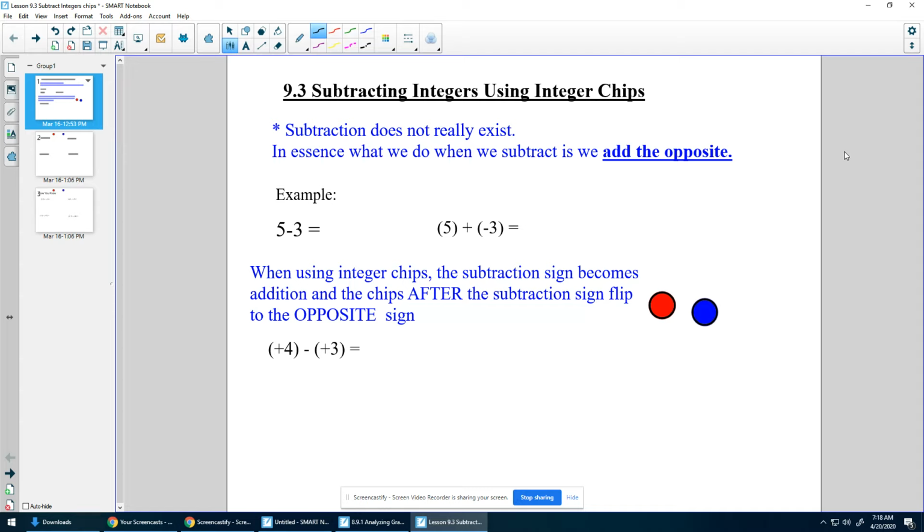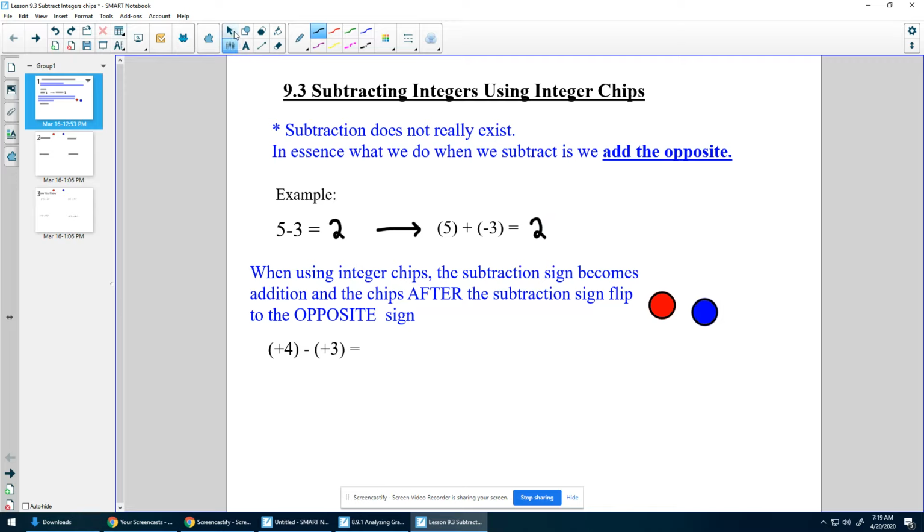Okay, so subtraction does not really exist. In essence, what we do when we subtract is we add the opposite. So if we have an example here, 5 minus 3, essentially what we are saying, 5 minus 3, well, we know that equals 2. 5 minus 3 is basically saying 5 plus negative 3, because we're adding the opposite. And that's also going to give us 2.